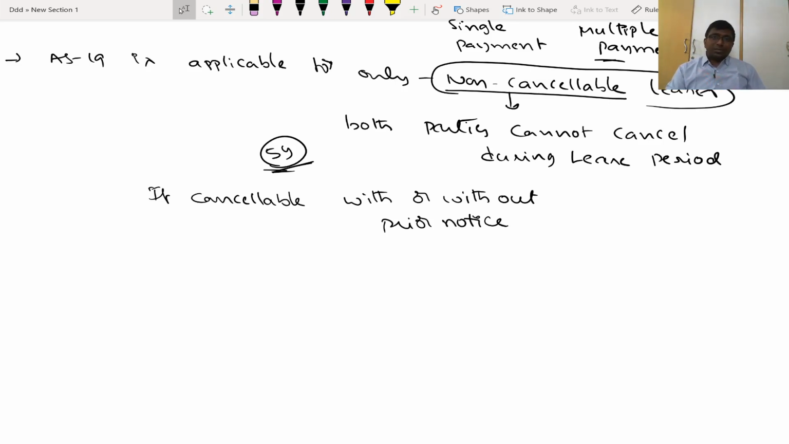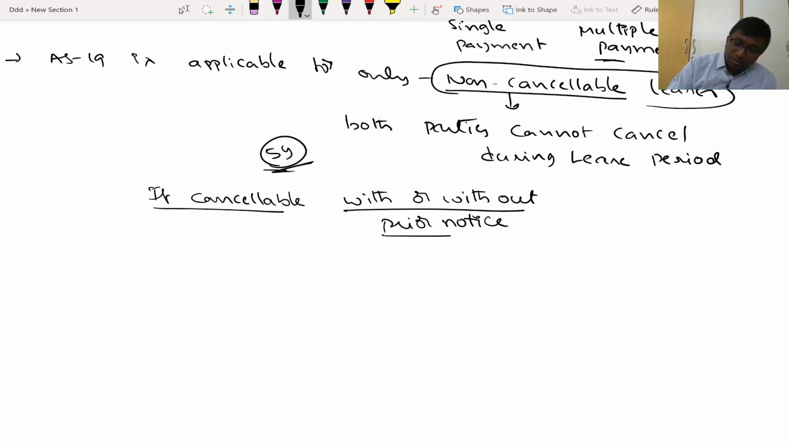then what does its agreement say? You should inform me 2 months before, 3 months before, something like that. But that means you can cancel. Then for such kinds of agreements, accounting standard 19 should not be followed. Okay? If cancelable with or without prior notice, then accounting standard 19 is not applicable.